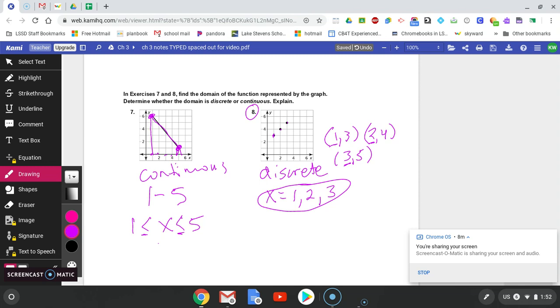So notice the mouth is opening towards the x, between the x and the 1, and towards the 5 between the x and the 5. Okay, this would be how we would list our domain if it is for a continuous graph. So continuous graphs, you list it as an inequality. Number 8 was discrete. So for discrete graphs, you are able to list it as just individual values.